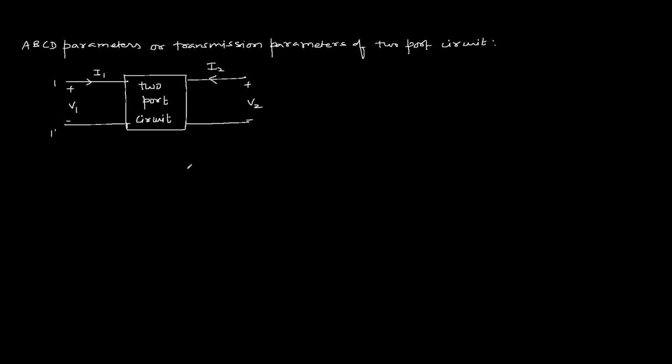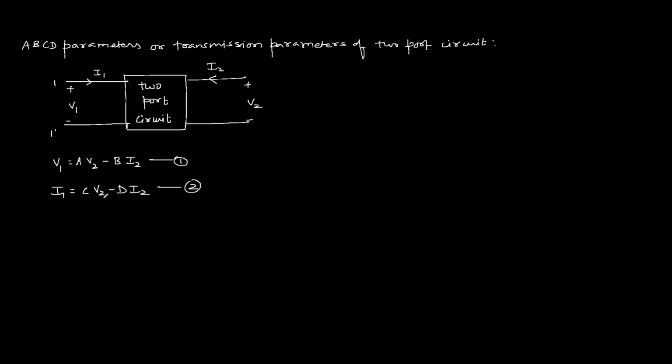ABCD parameters or transmission parameters of a two-port circuit. The equations for ABCD parameters are V1 equal to A V2 minus B I2. This is the first equation. The second equation is I1 equal to C V2 minus D I2.